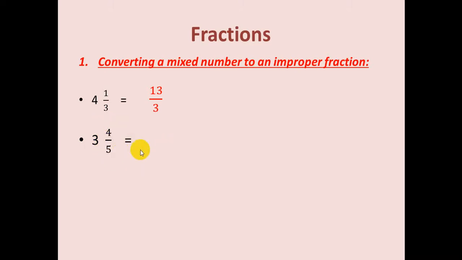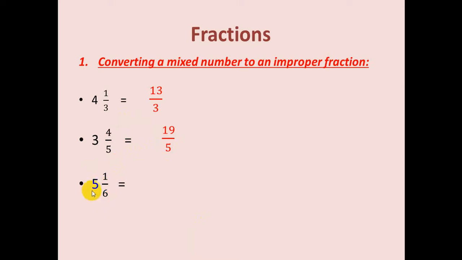We write the same denominator. 15 plus 4, 19 over 5. Next, 5 and 1 over 6.